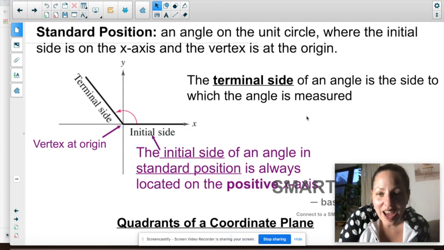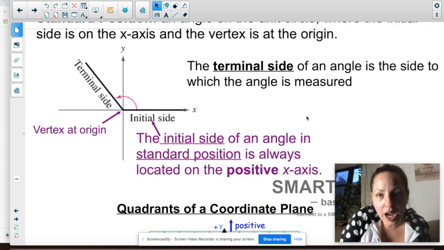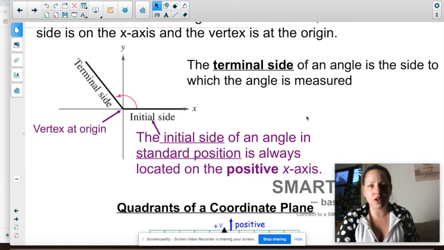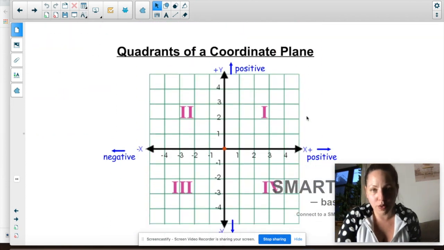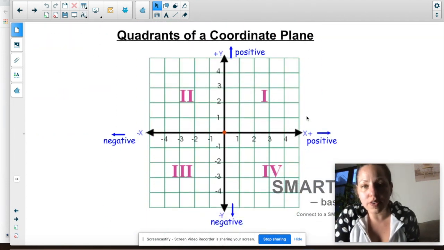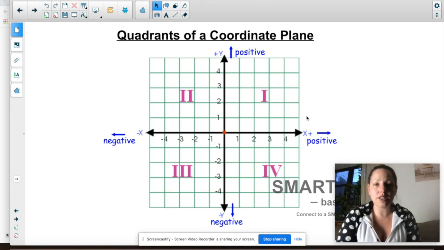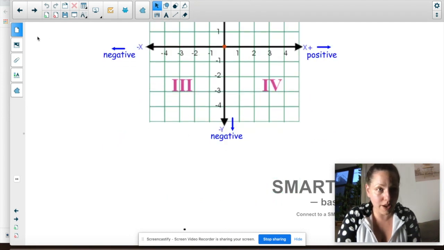Hi again, sorry. So to continue, I'll leave this here for 1 second so that you can all take notes. You can pause it and get notes on that. Quadrants of the coordinate plane. So you guys should know this. This right here is quadrant 1, quadrant 2, quadrant 3, and quadrant 4. And we know which direction is positive. I would definitely take notes on that.